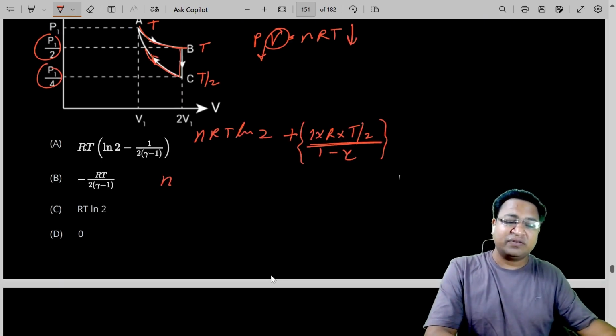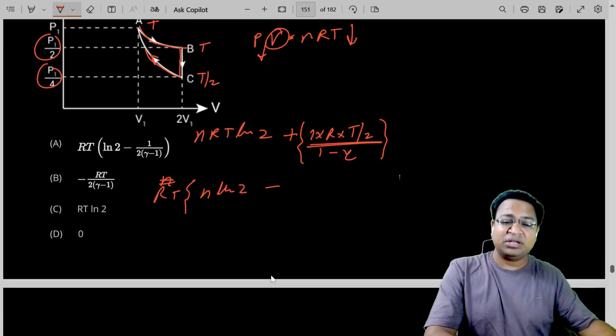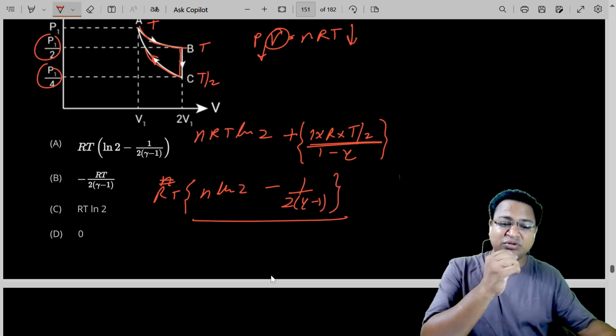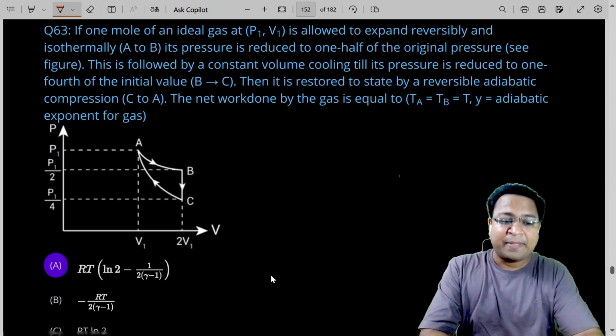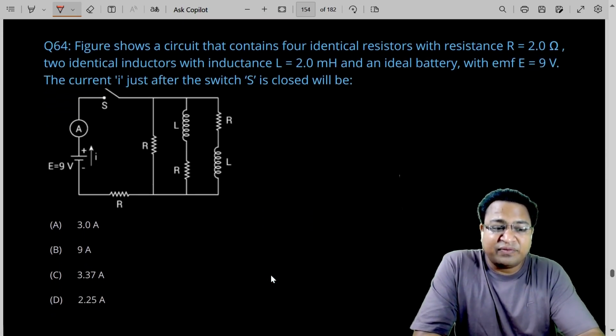So the answer would be, we can take out RT as the common quantity. So it will become N ln2, and then minus of 1 upon 2 into gamma minus 1. So this looks to be the correct one. Option A is the one that looks correct, and it is indeed correct. Next, we move to question number 64.